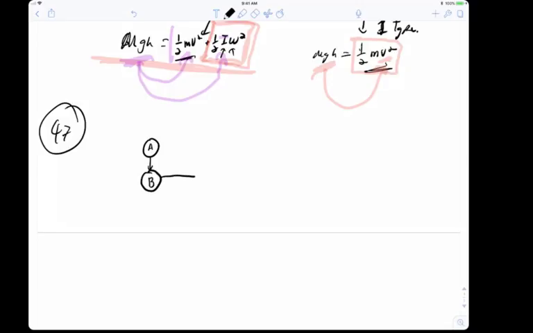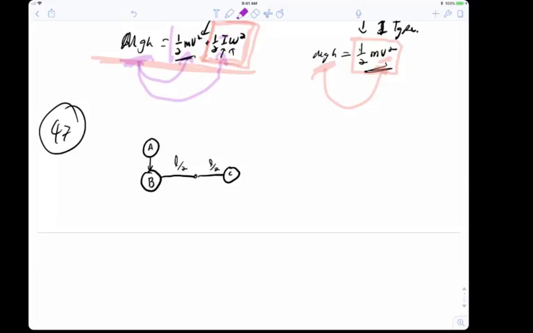This length is L over 2. Okay, so here's the fun part. You're tempted to do this using kinetic energy and linear momentum, conservation of momentum and conservation of energy. And to be honest, that kind of works okay. But it's a lot more fun another way.